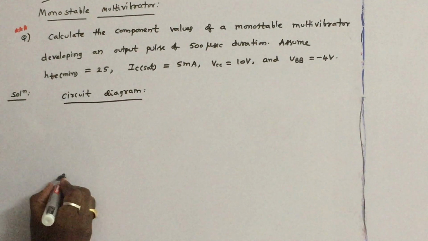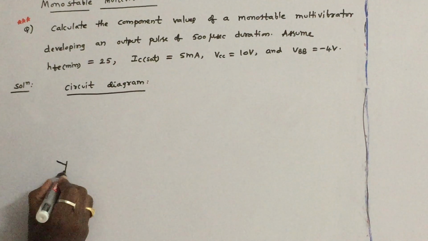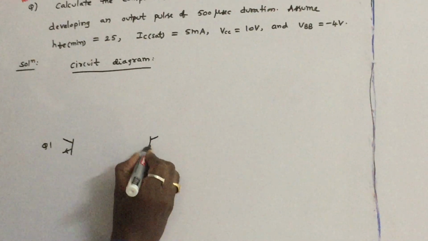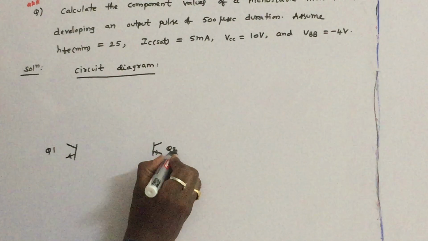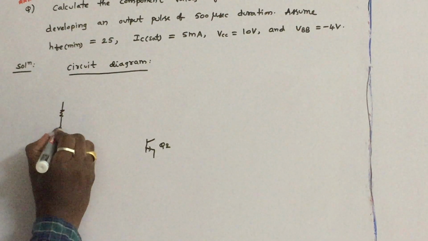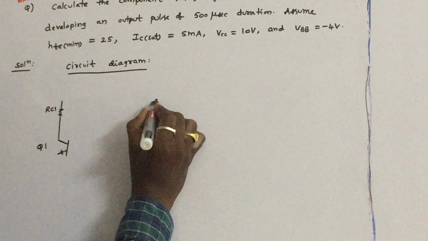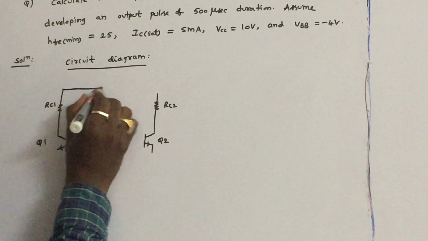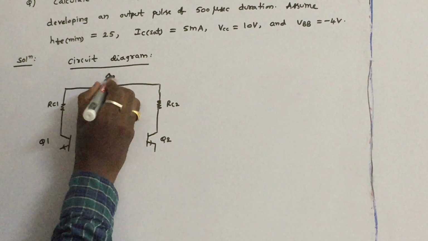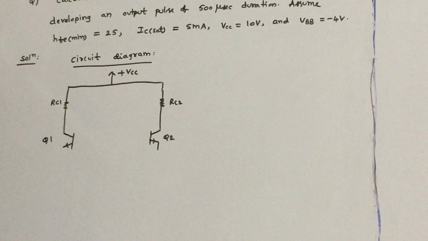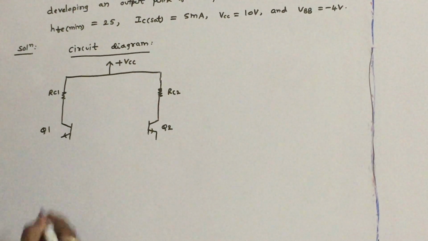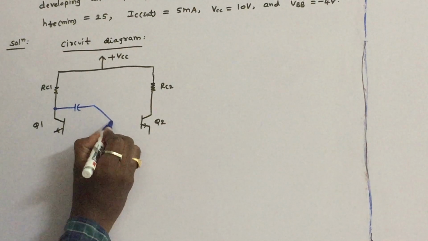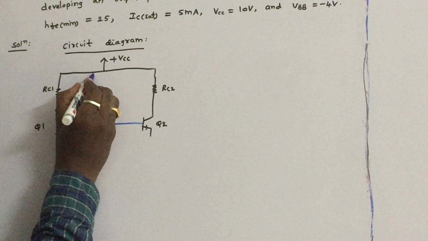The circuit diagram is very simple, as you know. It consists of two identical transistors Q1 and Q2, with two collector resistors RC1 and RC2. Let us connect the power supply plus VCC. Let us connect the collector output of Q1 to the base of Q2.